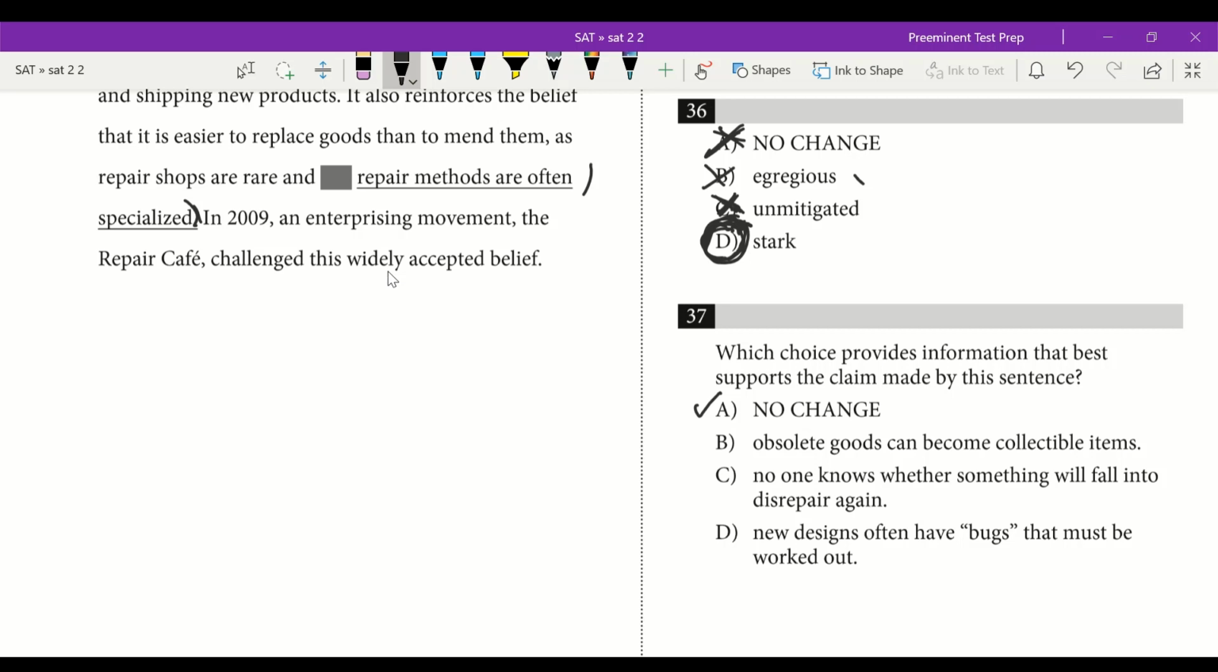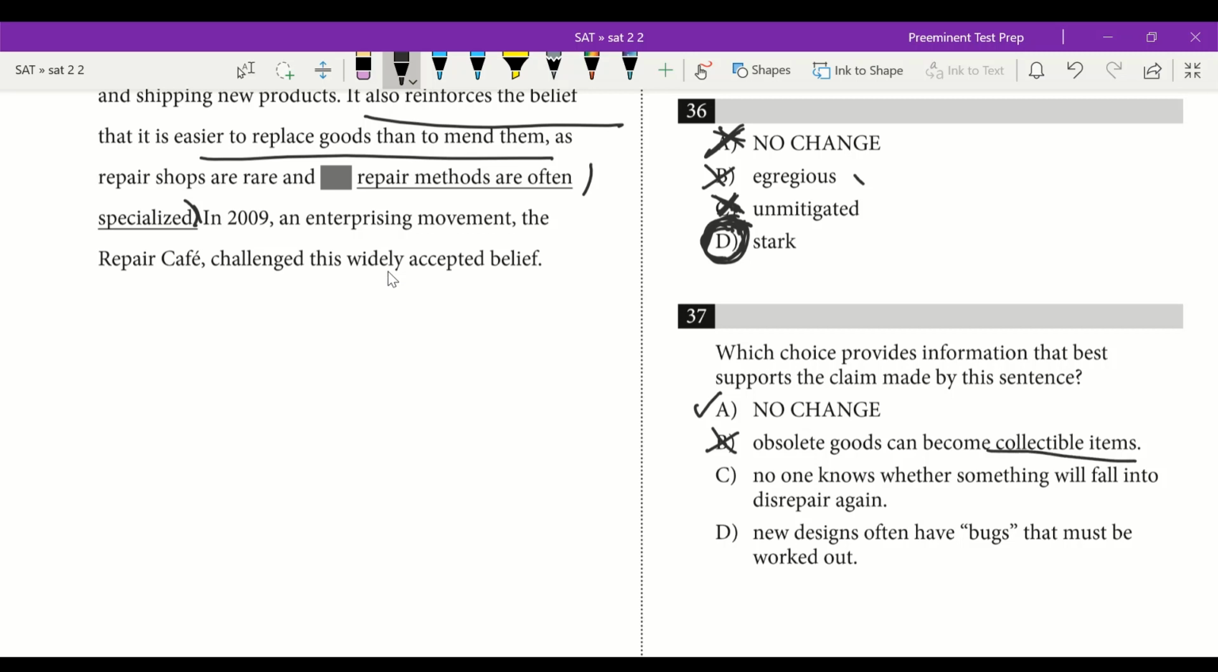So I'm going to read my other options. Obsolete goods can become collectible items. Well, that doesn't fit with our sentence because our sentence is talking about how it also reinforces the belief that it's easier to replace goods than to mend them. And we're explaining why it's easier. People think it's easier to replace goods than mend them. This has nothing to do with it. We're not talking about collectibles.